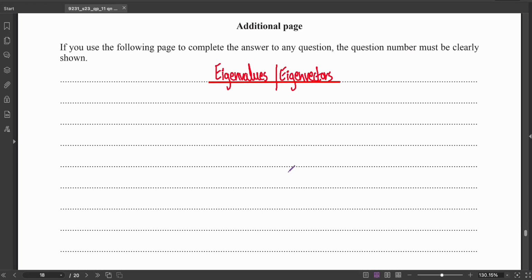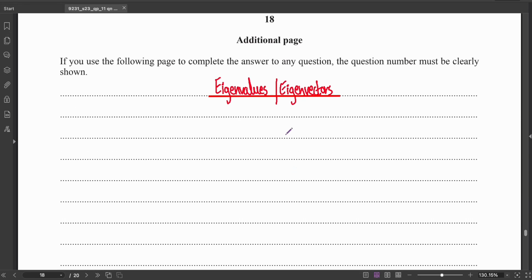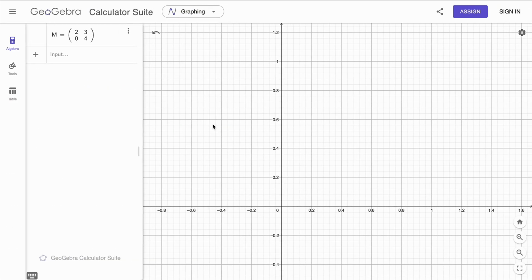Okay, we're gonna talk about eigenvalues and eigenvectors and what they mean, what they do. But before that, let's do some plotting of some different things. So we have a matrix, right? We have this matrix M. This is [[2, 3], [0, 4]]. And now I'm just gonna put some coordinates in here.